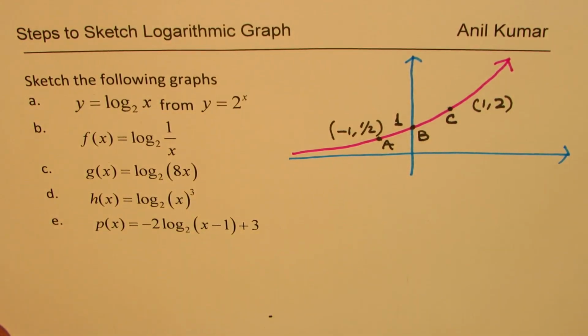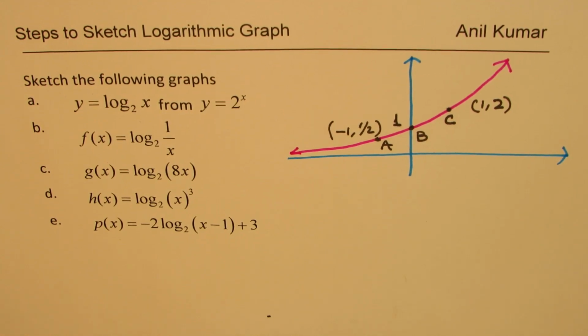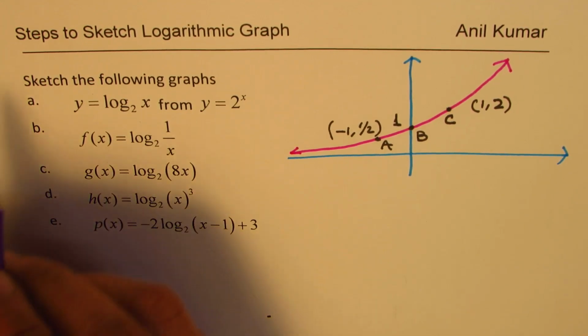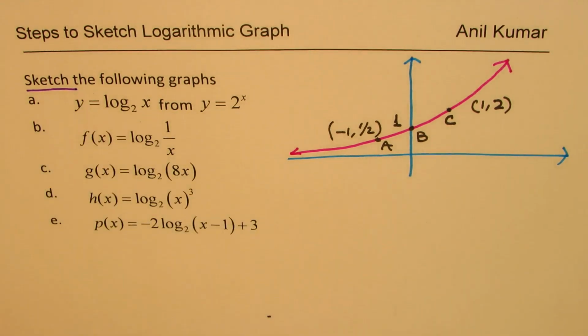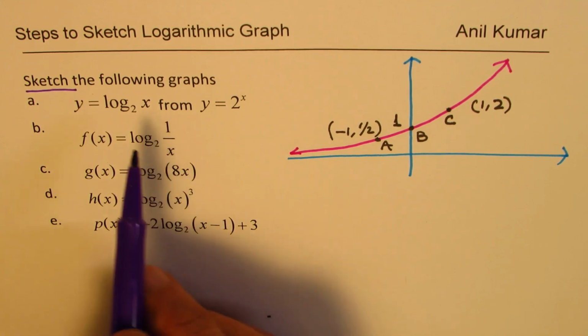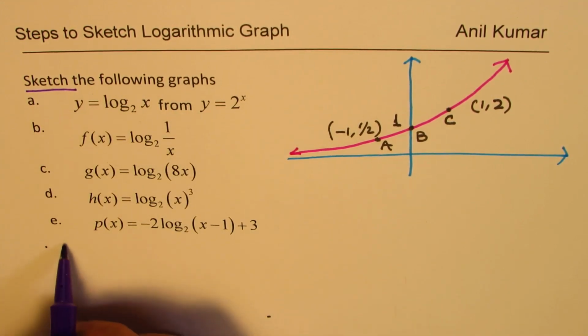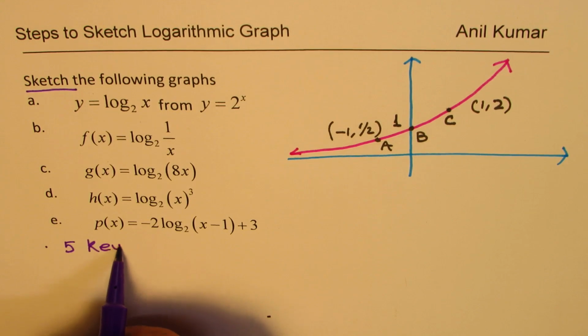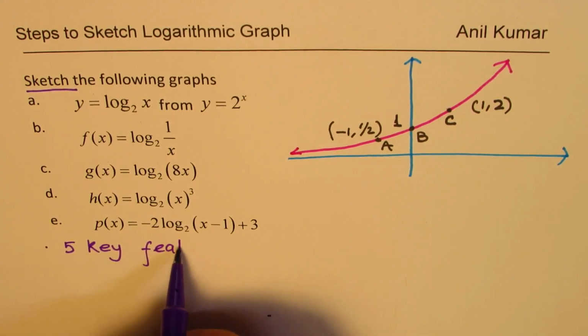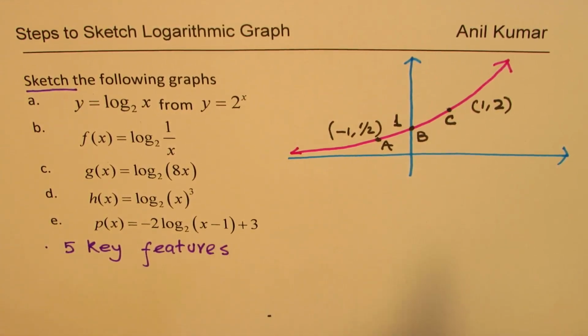Now, whenever you are sketching a graph, you need to actually show 5 key features, right? Remember one thing, sketching means what? If you really need full marks and you have to complete the job of sketching a graph, you need 5 key features. Now, in this exponential function, what are your key features? Let's list them out. Try to understand the concept, right?